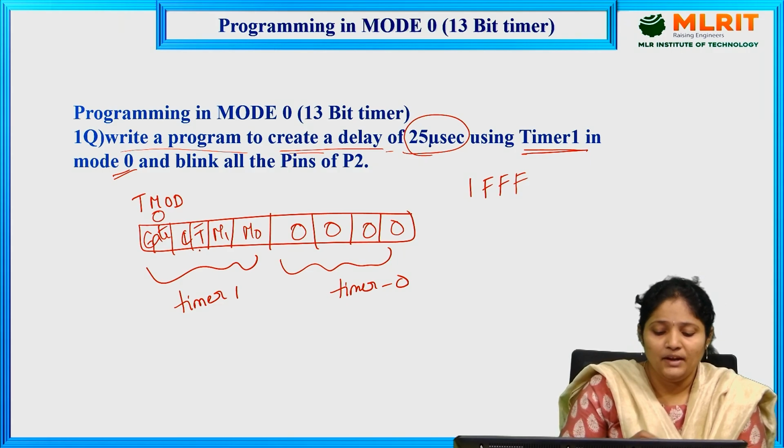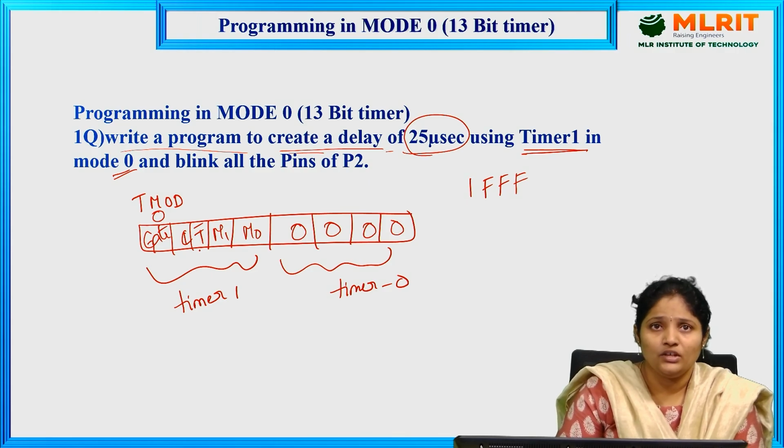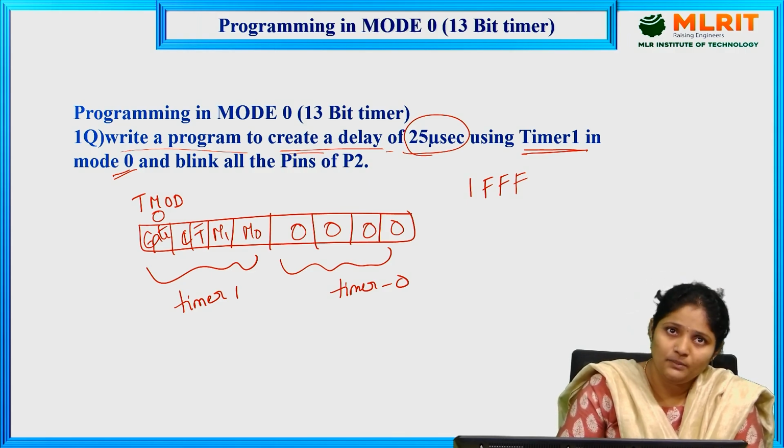Next one is C/T bar, which says whether we are using this counter and timer unit for counting purpose or timer purpose.